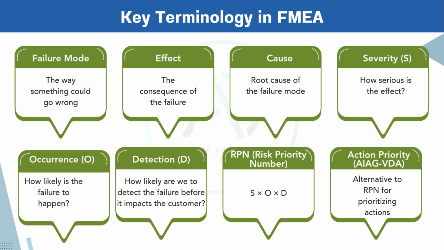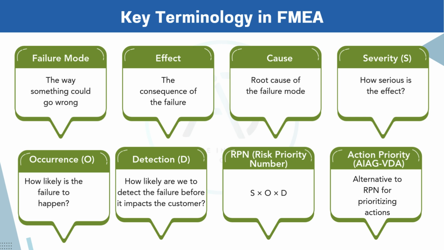Let's walk through each of these terms briefly. 1. Failure mode. This refers to the way something could go wrong. It's the specific manner in which a process, product, or component could fail. For example, a valve might stick, a form might be submitted incorrectly, or a step could be skipped.